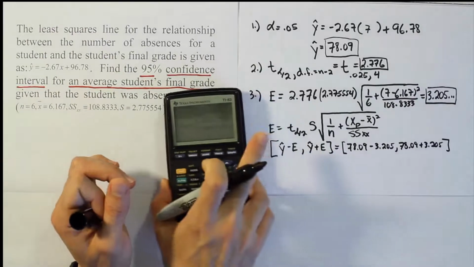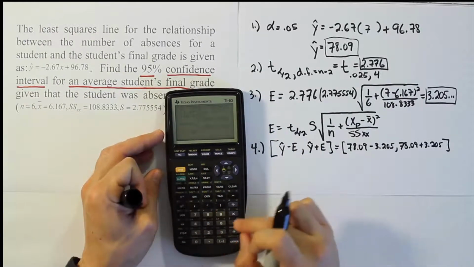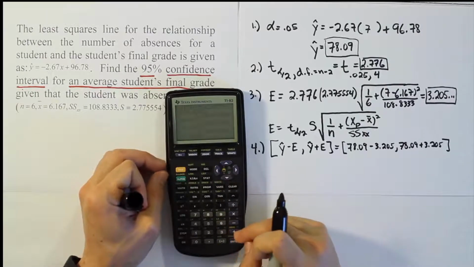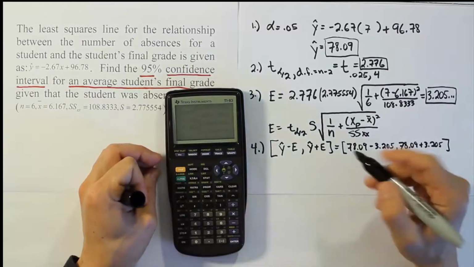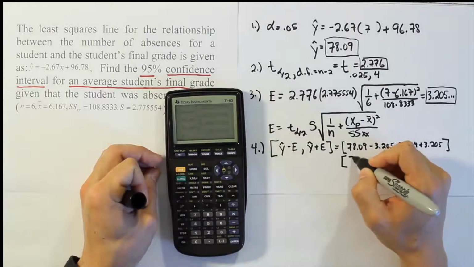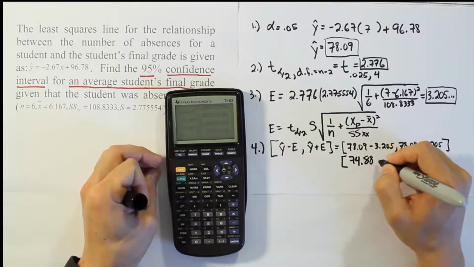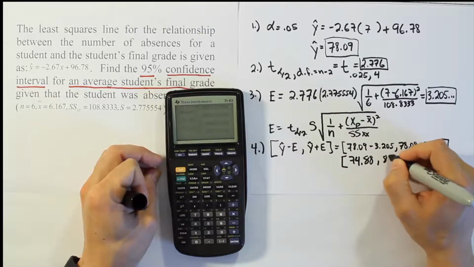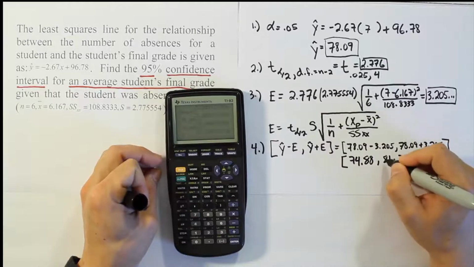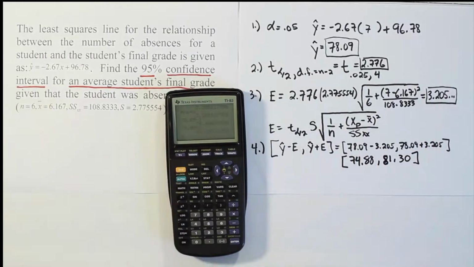So let's see what that turns out to be. Okay, so we'll have 78.09 minus the x value that I stored in my calculator, 78.09 plus that value. And our interval becomes a nice 74.88 up to 81.30. That's just rounding it to 2 decimal places. Okay, so there is our interval, right?